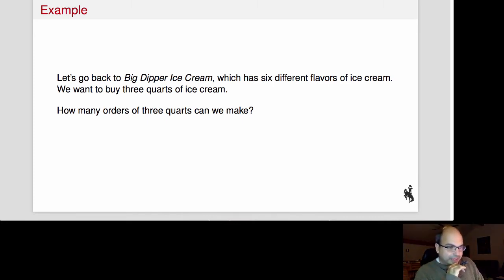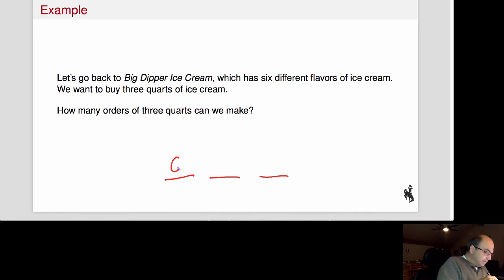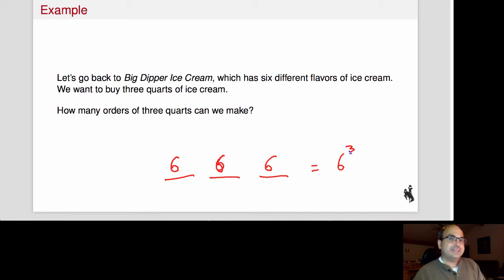Now I noticed that not only do they sell cones, waffle cone being my favorite, they also sell really nice quarts. And I really like ice cream, so I want to take 3 quarts home. So how can I do this? Again, 1, 2, 3, right? Each possible quart. Here, how many choices can I have? I can choose 6. Here, I'm going to choose 6, right? And here I can choose 6. So I could say that the answer is 6 cubed. Okay, that's a pretty decent choice.